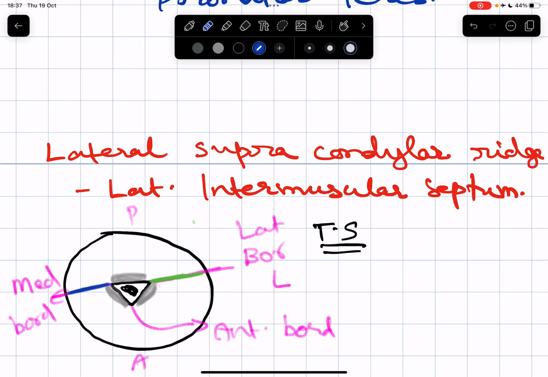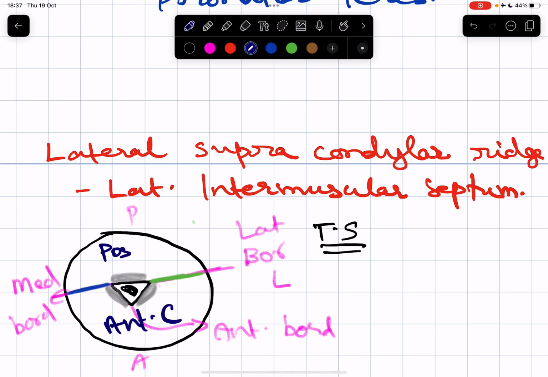Now this divides the arm into two compartments, right? There is an anterior compartment, there is a posterior compartment. So where is the anterior compartment? This is the anterior compartment, this is the posterior compartment. How do you know the anterior compartment or posterior compartment? They are separated by the intermuscular septa: the lateral intermuscular septum and the medial intermuscular septum.